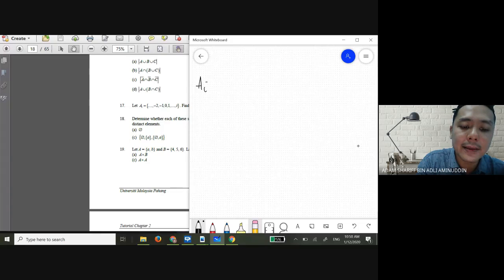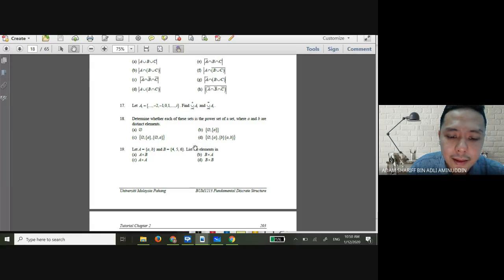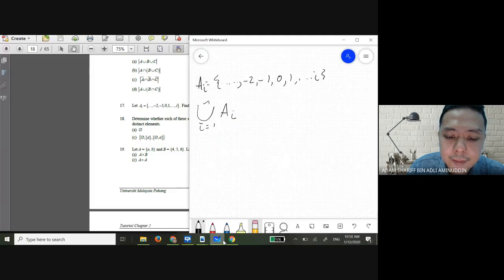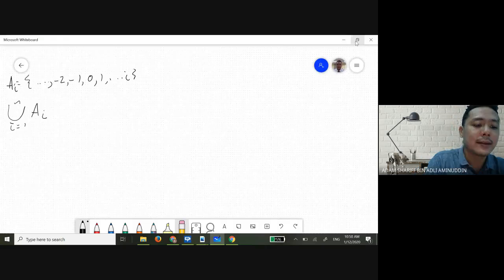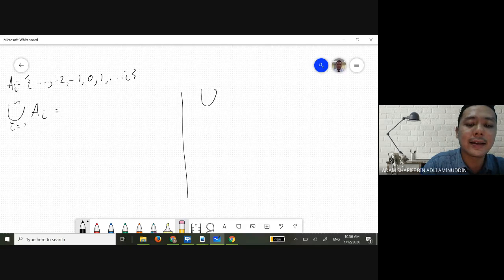A_i defines as, ni ada konsep infinite sikit. Infinite, -2, -1, 0, 1, it ends at I. And the question is try to find the union for I equals to 1 until n of A_i. Okay, ni soalan yang bagus. Saya tak rasa saya buat. 1 sampai n, 1 sampai infinite. Ada 2 ya. Okay, saya besarkannya. There are 2 questions. The first one is this and the second one is until infinite.